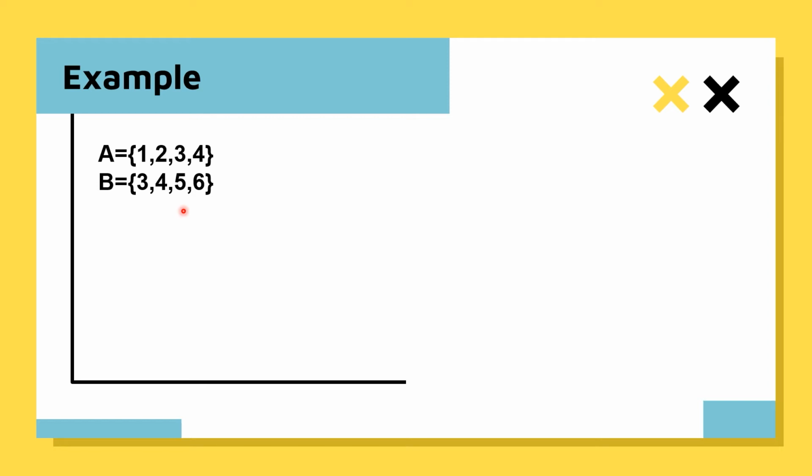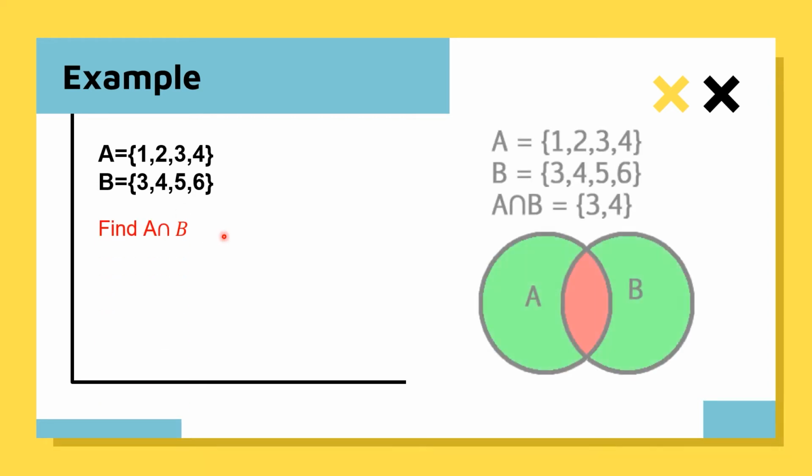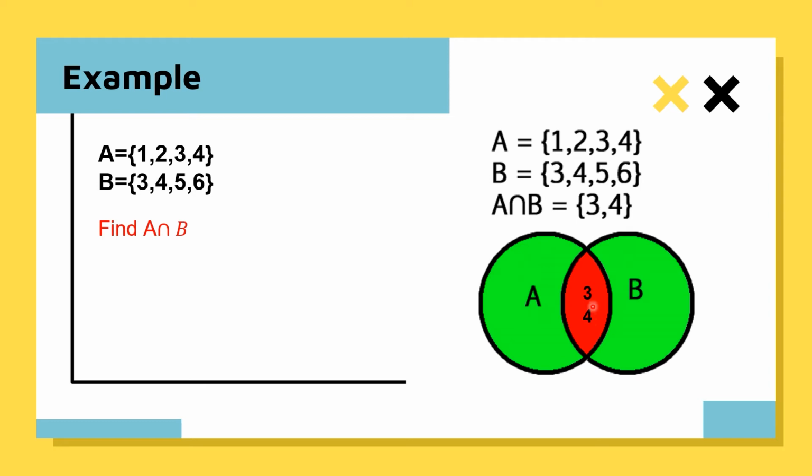What is the common element of A and B? Find A intersection B is your question. So the common elements, if you see, are 3 and 4. So as a Venn diagram, you will just write 3 and 4 in this region, and the remaining elements of A here you will write, and the remaining elements of B you will write here. So this is the way of finding intersection.